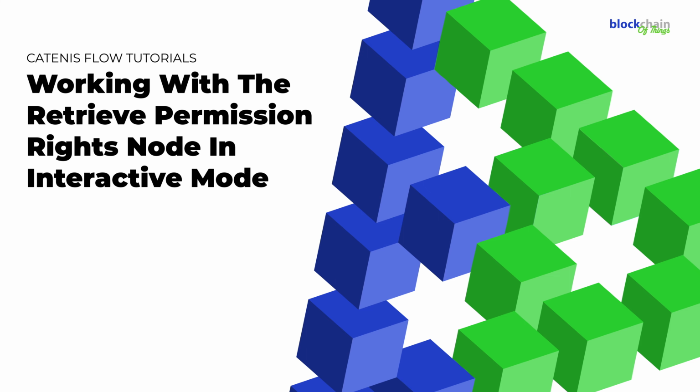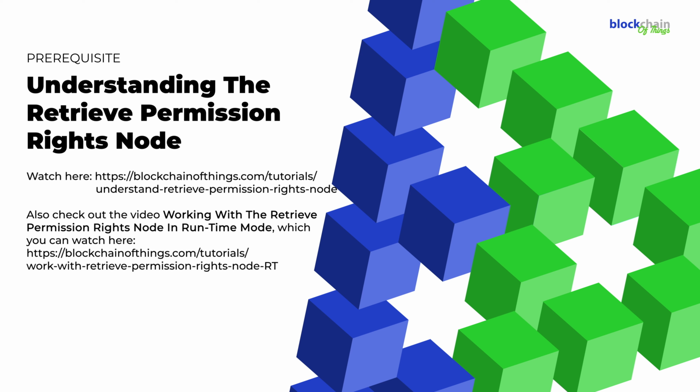In this tutorial, we'll create a flow containing the Retrieve Permission Rights node in interactive mode. Before you proceed with this tutorial, you should already have learned how this node works, as well as how to create a flow using this node in runtime mode. If you haven't yet completed these tutorials or would like to review, you can access them here. Ready to go? Let's do this.